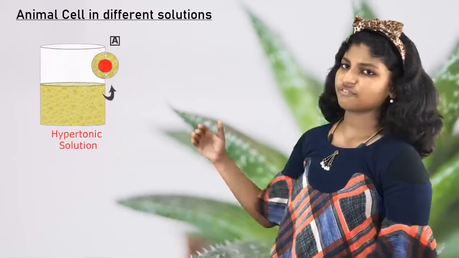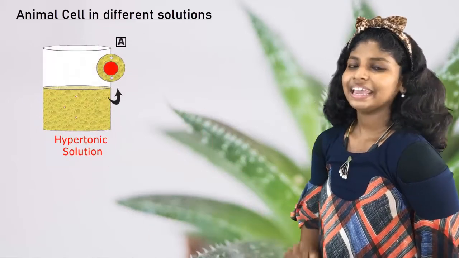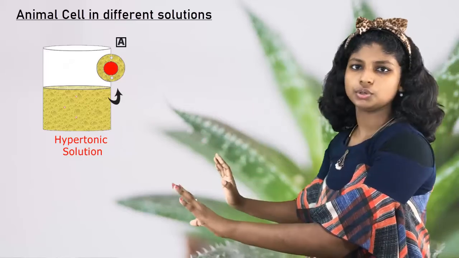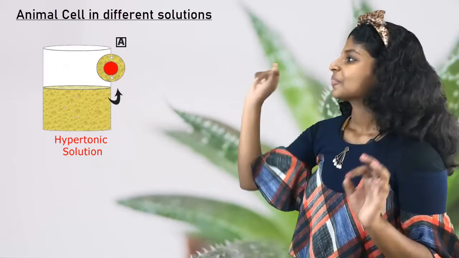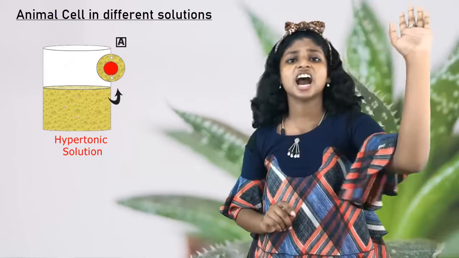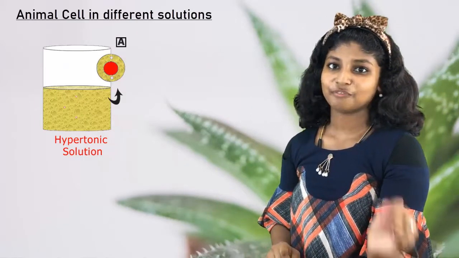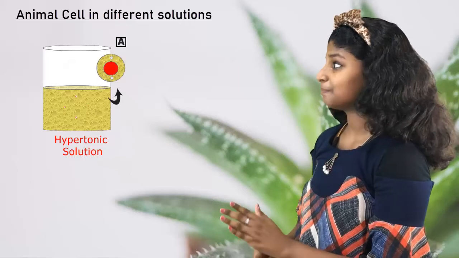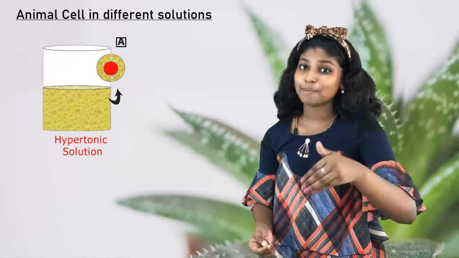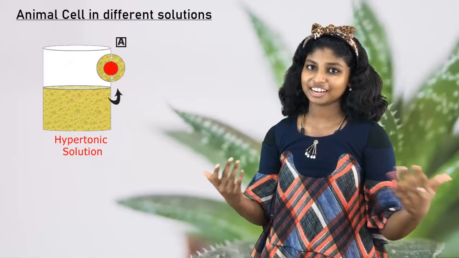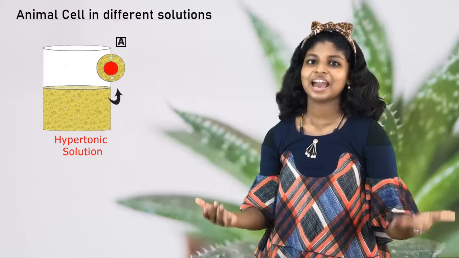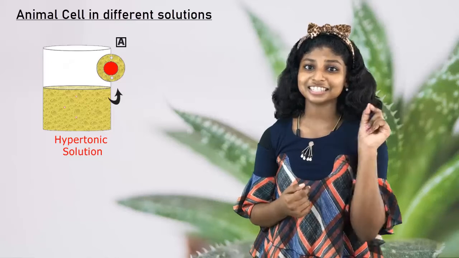And what in the case of A? In A, take a solution, then put a cell in it. But the case is the solution has a very high amount of NaCl as compared to the cell. Okay. So what happens here? Where is the higher concentration? Higher concentration is in the cell.